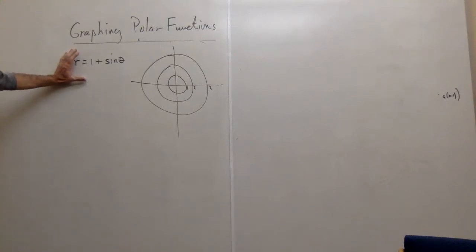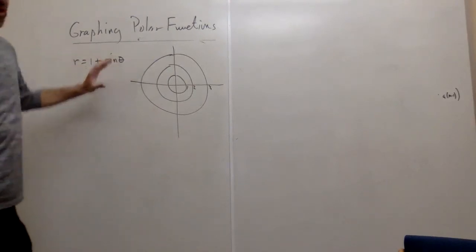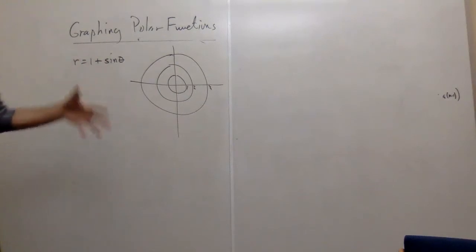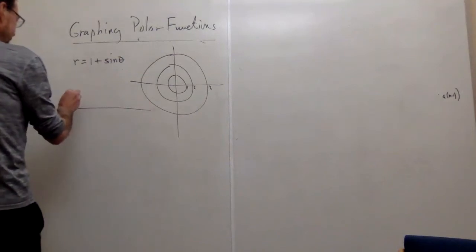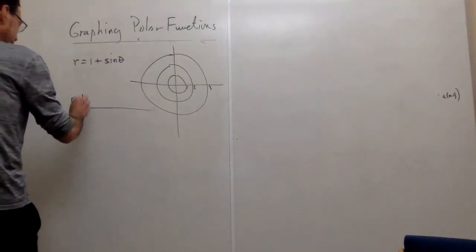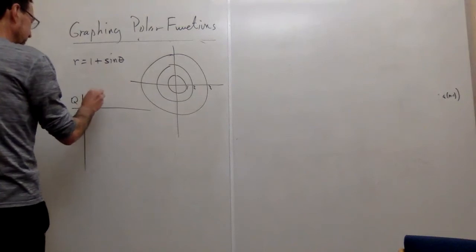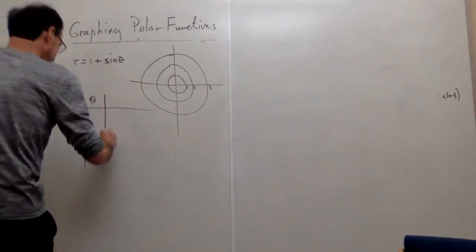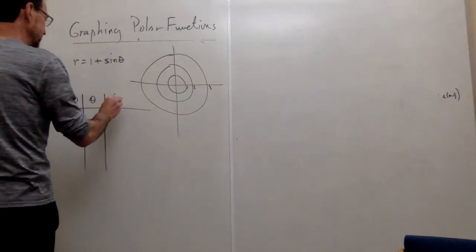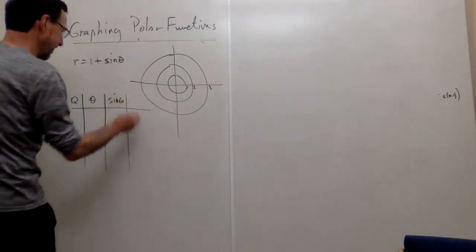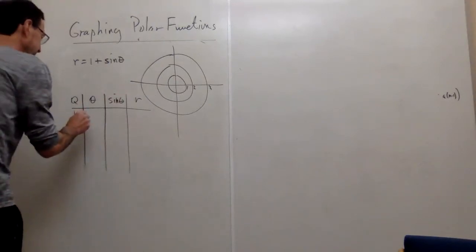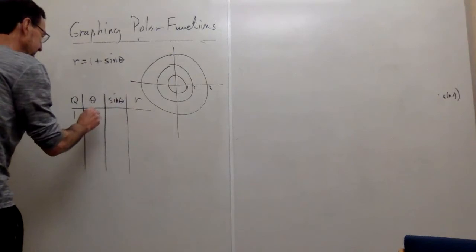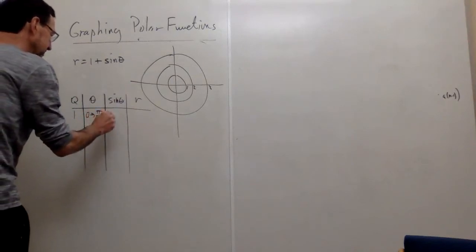So what I like to do for functions like this is analyze them by quadrant. The sine function is pretty predictable if I restrict it to one quadrant. So I'm going to make a table of values. Let's say the first column, we're going to put the quadrant, and the second column, the theta values in that quadrant, and then we're going to figure out what sine does in that quadrant. And finally, we're going to figure out what the function does. I'll just call it R there. So quadrant 1, theta goes from 0 to pi over 2. And the sine goes from 0 to 1.